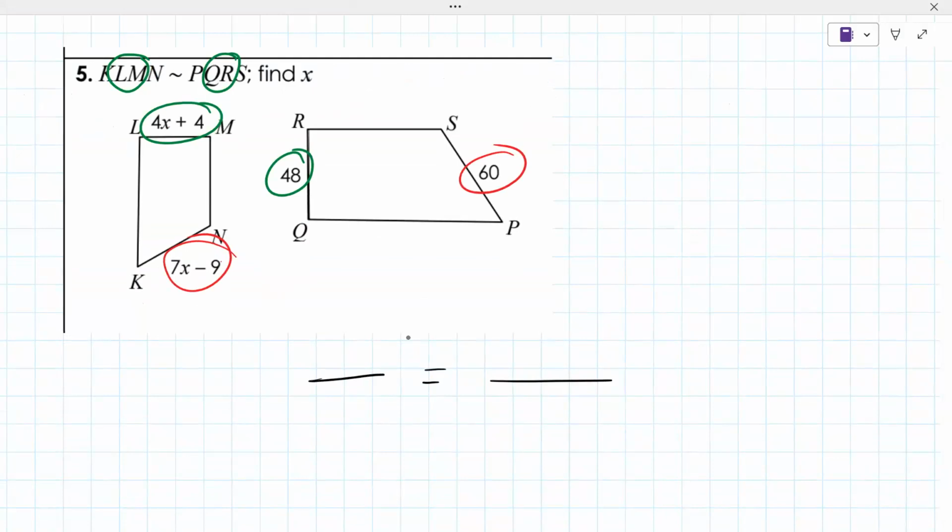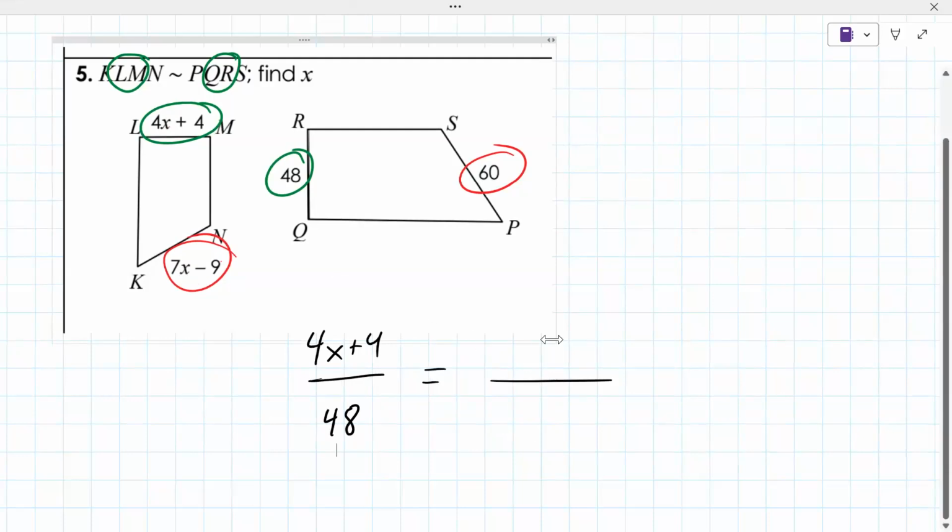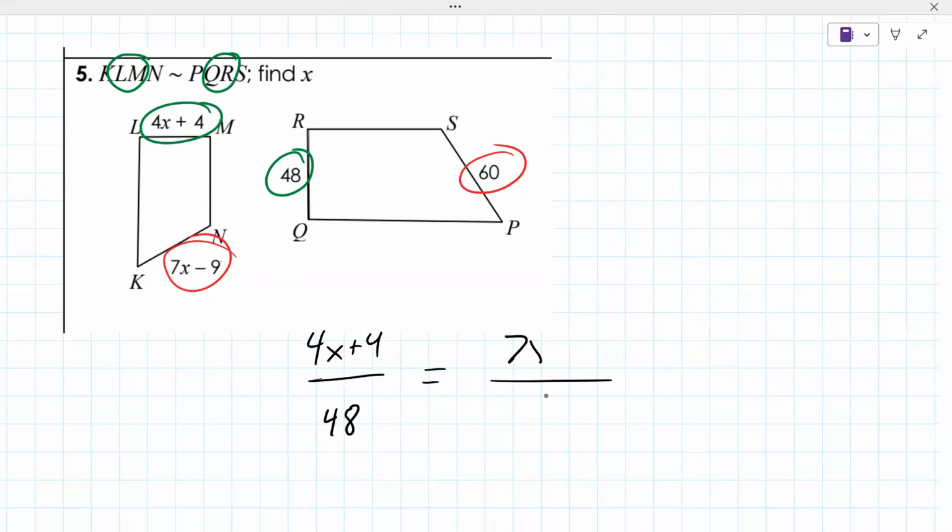All right. Now, if we're going to put the 4x plus 4 on top, there's two places the 48 could go. It could either go underneath or to the right. There's only one place it can't go, which is down here. It's your choice. Let's just put the 48 down here. That means the 7x minus 9 has to go up here, because what you're basically building is this table. Now the top is this trapezoid on the left, the bottom is the trapezoid on the right.